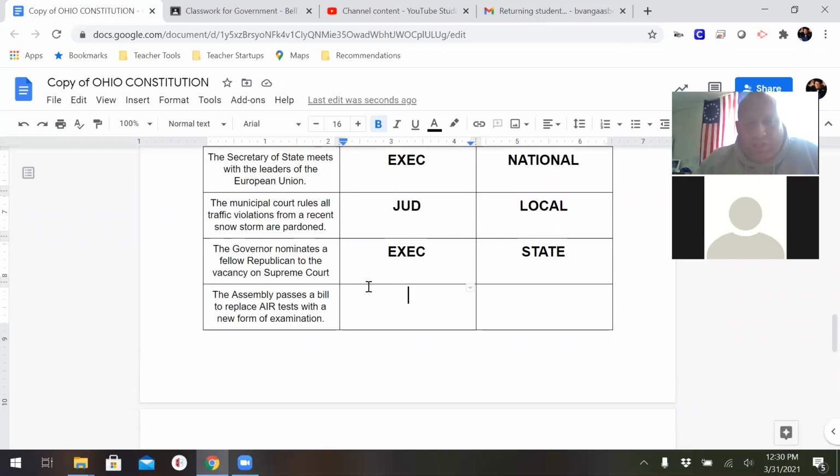The very last one, the assembly passes a bill to replace tests with a new form of examination, okay? Well, since it's the assembly, what branch are we talking about? Legislative, very good. And level? State. All right.